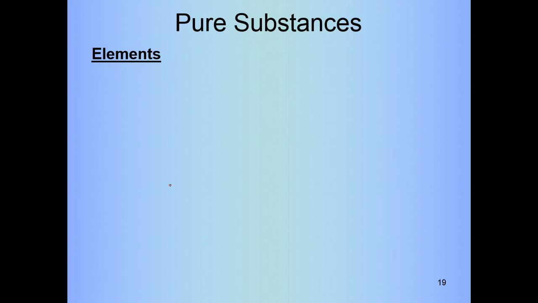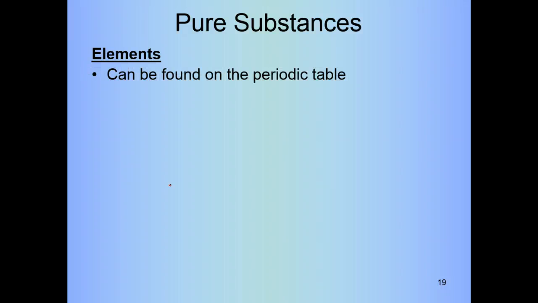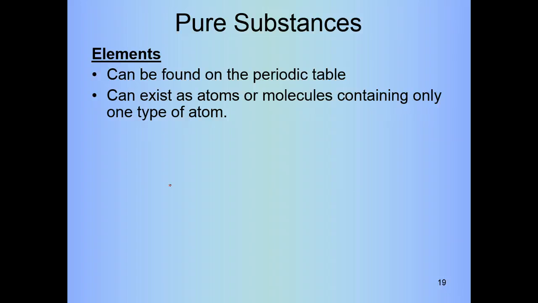First off, we'll look at the elements, and the elements should be pretty straightforward because you can find them on the periodic table. If it's an element, it's found on the periodic table. They can exist as atoms or molecules, and the thing with the molecules that are considered elements is they only contain one type of atom. You might see something with a formula like Br with a little 2 next to it. This little 2 tells me there are 2 of this type of Br atom. That's a bromine atom, but it's only one type of atom, so that would make this classified as an element.